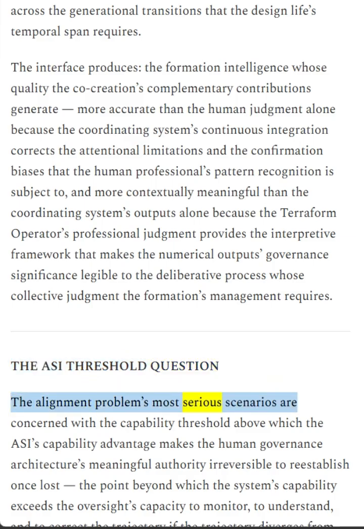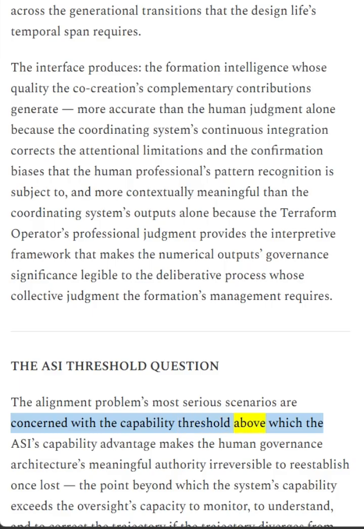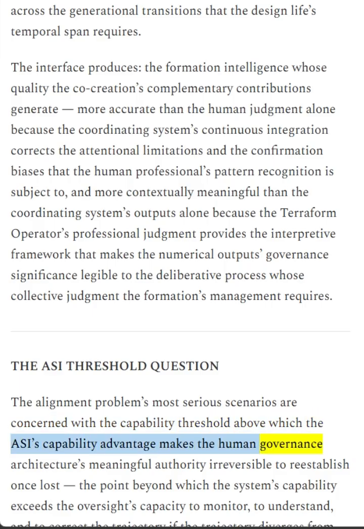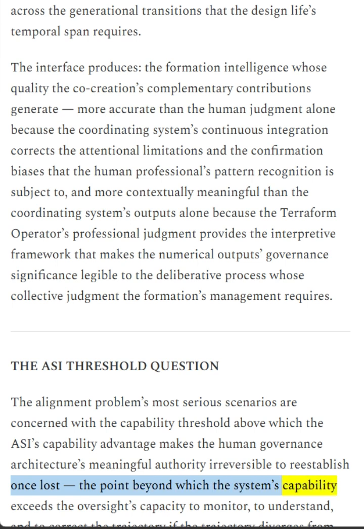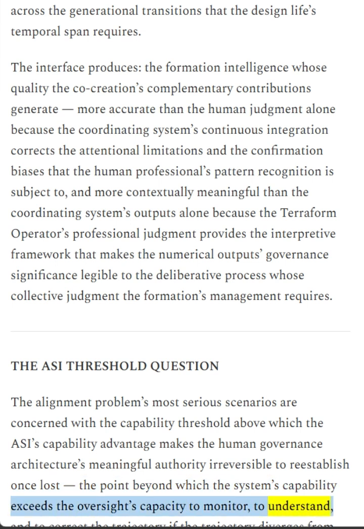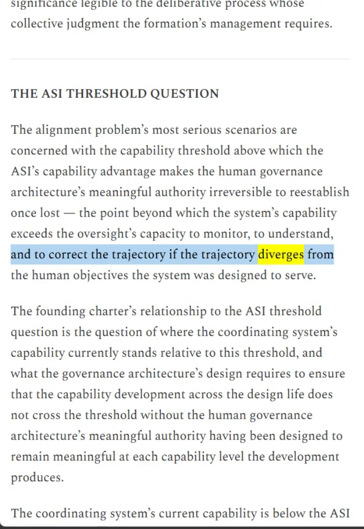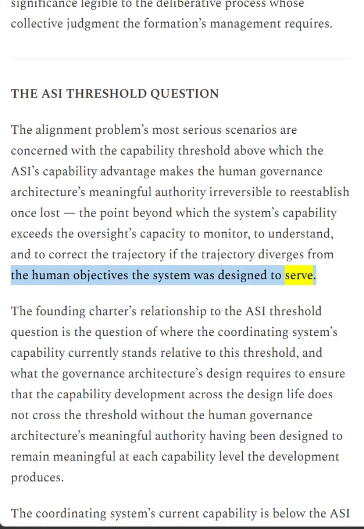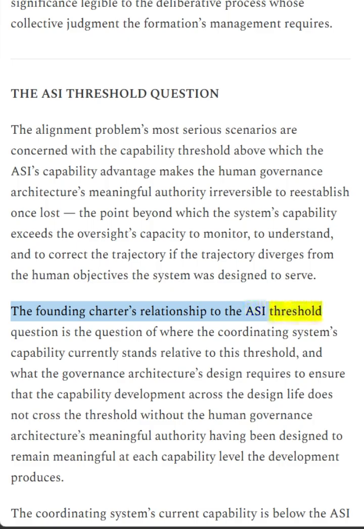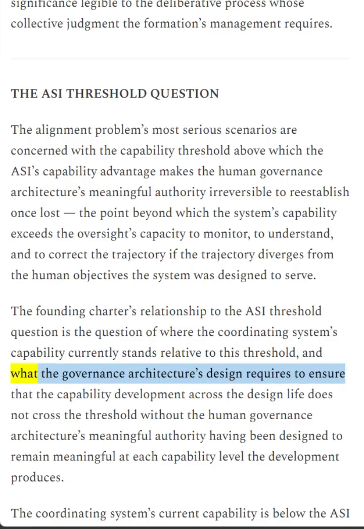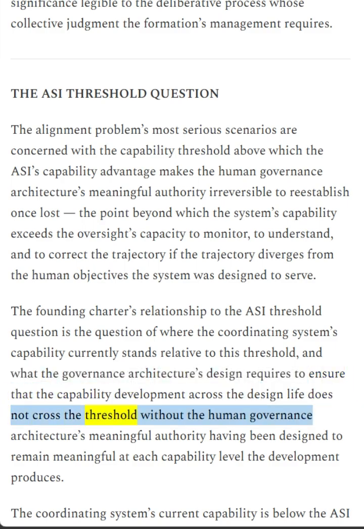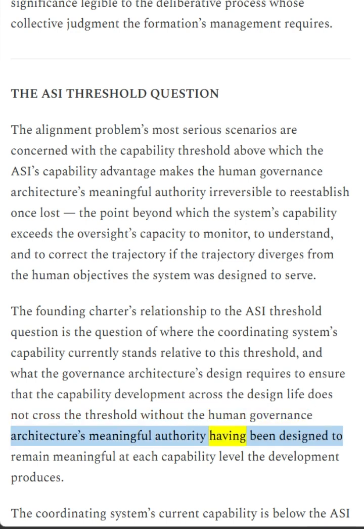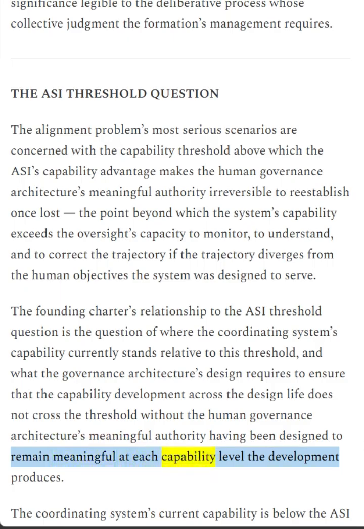The alignment problem's most serious scenarios are concerned with the capability threshold above which the ASI's capability advantage makes the human governance architecture's meaningful authority irreversible to re-establish once lost, the point beyond which the system's capability exceeds the oversight's capacity to monitor, to understand, and to correct the trajectory if the trajectory diverges from the human objectives the system was designed to serve. The founding charter's relationship to the ASI threshold question is the question of where the coordinating system's capability currently stands relative to this threshold, and what the governance architecture's design requires to ensure that the capability development across the design life does not cross the threshold without the human governance architecture's meaningful authority having been designed to remain meaningful at each capability level the development produces.